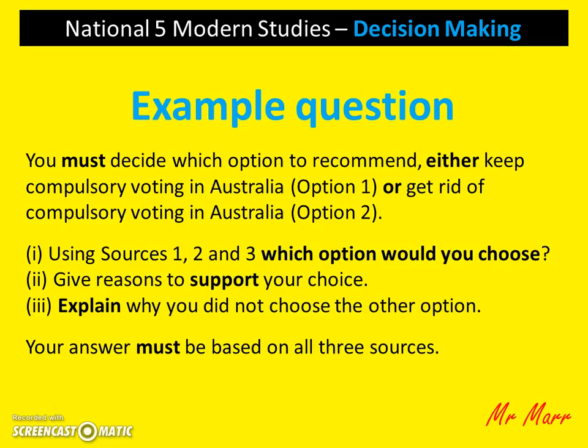Let's look at an example question. In this case, we are discussing whether to keep compulsory voting in Australia or to get rid of this. The question reminds you that you should 1. State the option you would choose, 2. Give reasons to support your choice, 3. Explain why you did not choose the other option. You are also reminded that your answer must be based on all 3 sources.